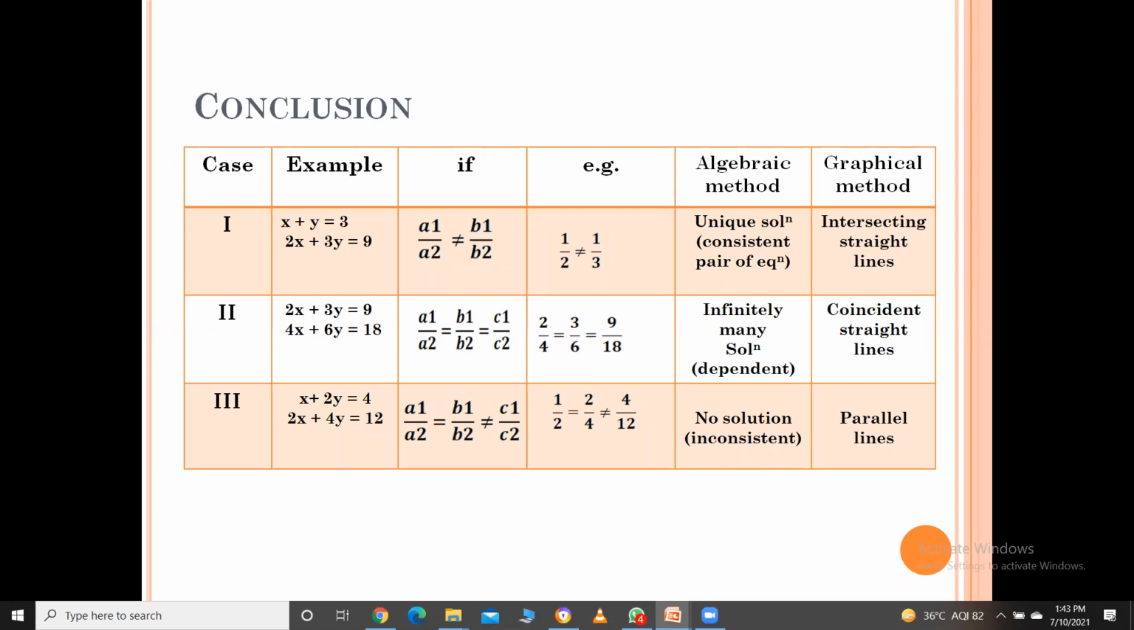In the second case, if the coefficients are in the form a1 by a2 is equal to b1 by b2 is equal to c1 by c2, then infinitely many solutions will exist, and coincident straight lines will be formed. In the third case, if a1 by a2 is equal to b1 by b2 not equal to c1 by c2, then there will be no solution for that pair of equations, and parallel lines are formed.